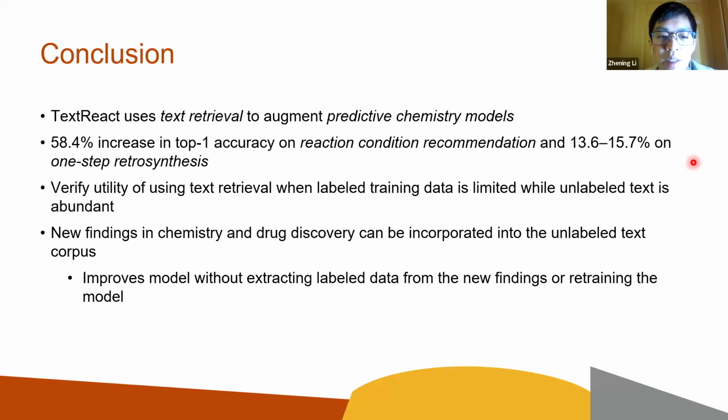And this is particularly applicable to chemistry and drug discovery because this is a field where new findings are published as these unstructured text formats in patents and papers. And so when these new findings become available, instead of extracting labeled data from the new findings and retraining our model, which is very expensive, we can instead directly incorporate the unstructured text into our text corpus, which already gives a performance boost of the model compared to without any text retrieval.